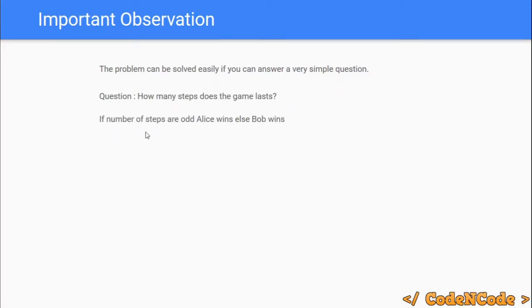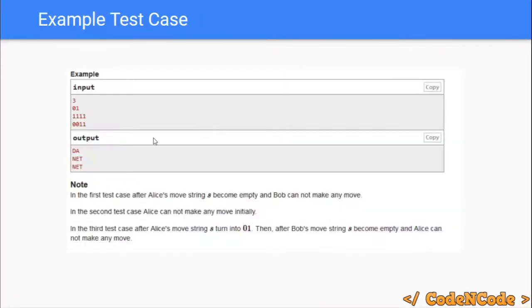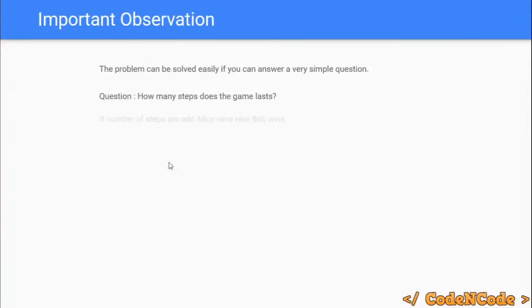If the number of steps is odd, then Alice wins. If there is one step, Alice can make the step, and then Bob will not be able to make any step, so he loses. If there are three steps, Alice, Bob, Alice, and then Bob is not able to make any move. So if the total number of steps is odd, Alice wins, otherwise Bob wins. All we have to do is count the total number of steps. We would print DA if the number of steps is odd, otherwise we would print NET.